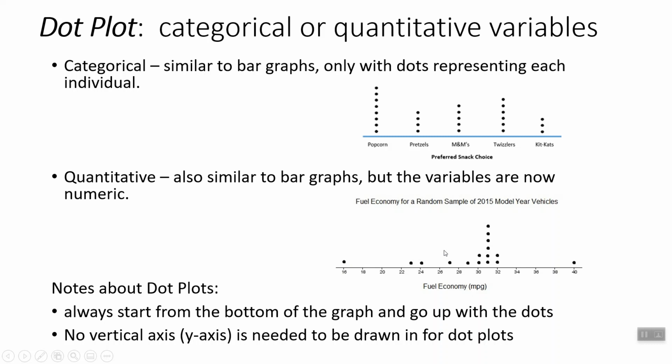Dot graphs are nice because we can tell where most of the data is. We can find the median by counting the number of dots, then finding the dot in the middle.